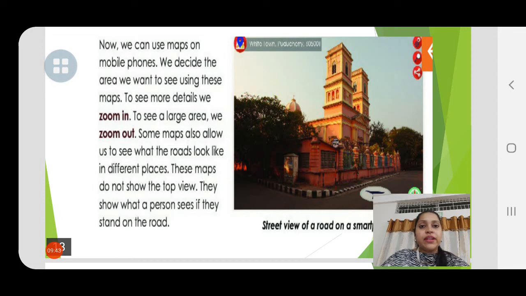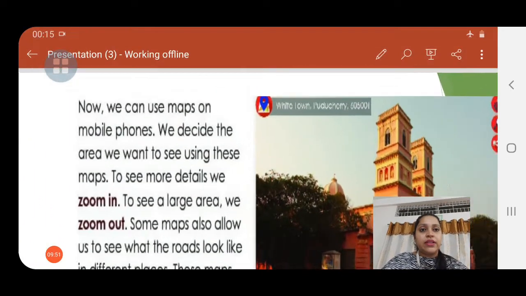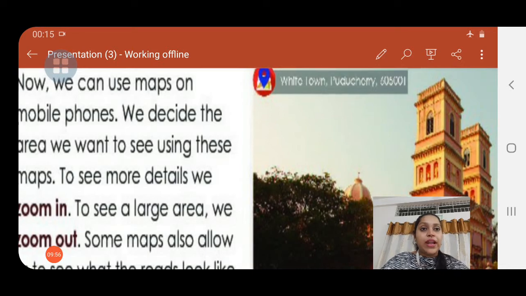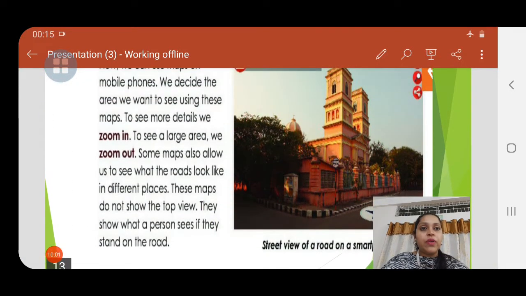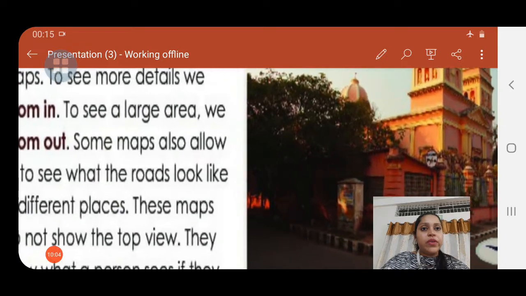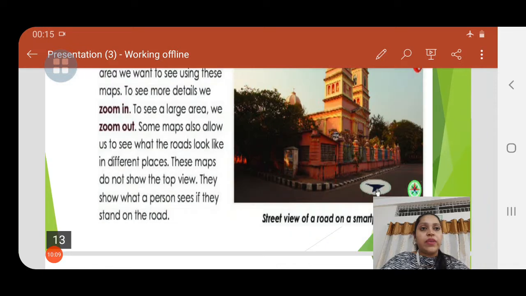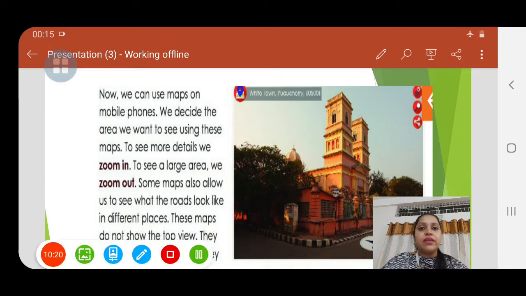Okay, so children, suppose I am using a map, and when I do it in this way, it becomes zoom out, and when I do it in this way it becomes zoom in. So children, in order to view a map, we can make it bigger like this, and also we can make it smaller. Okay, so children, we can also use these options to zoom in and zoom out. Now we'll just see what is given.